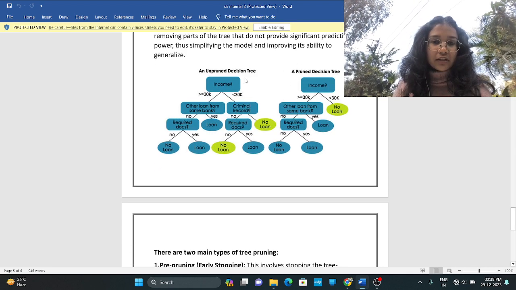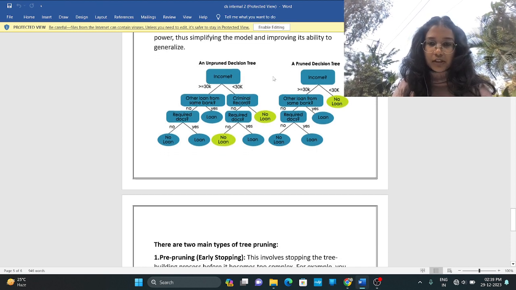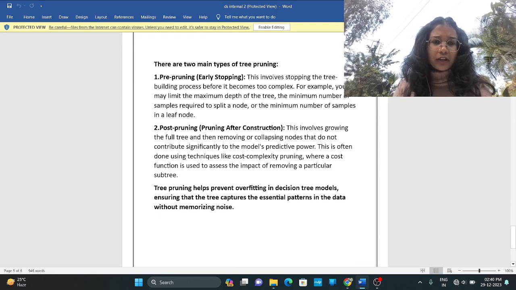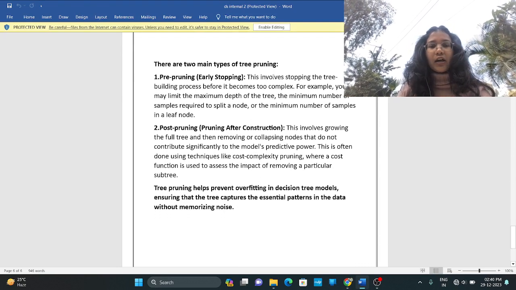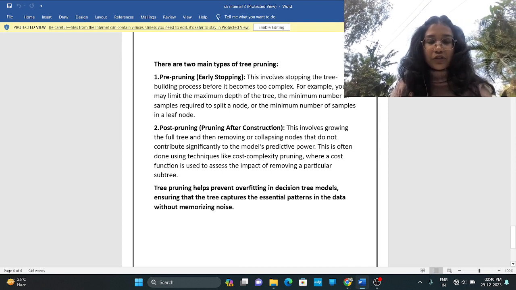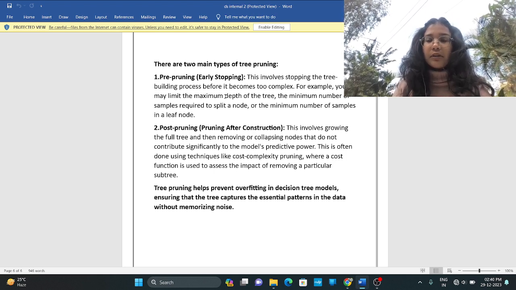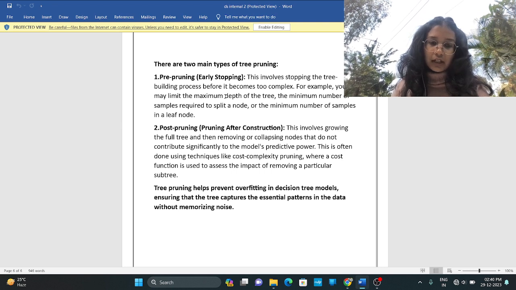We have two decision trees, an unpruned decision tree and a pruned decision tree. There are two main types of tree pruning. First, pre-pruning, which is also called early stopping. This involves stopping the tree building process before it becomes too complex. For example, you may limit the maximum depth of a tree, the minimum number of samples required to split a node, or the minimum number of samples in a leaf.